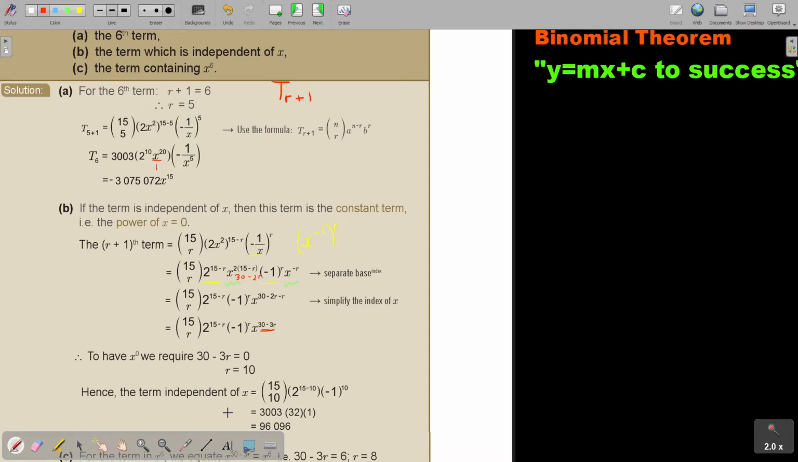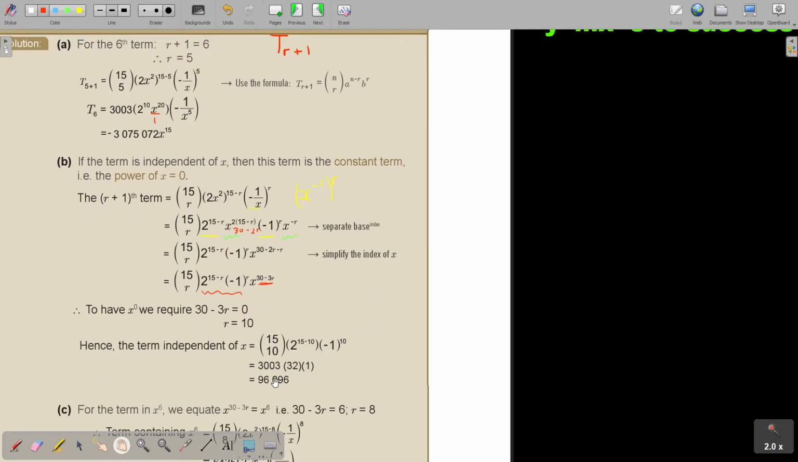Where is my simplified one? Because that will become 0, so there. I just basically substitute the 10 there. Because 30 minus 30 is 0, and anything to the power of 0 is 1, because that's the whole idea. And then I simplify this, and this is my constant.